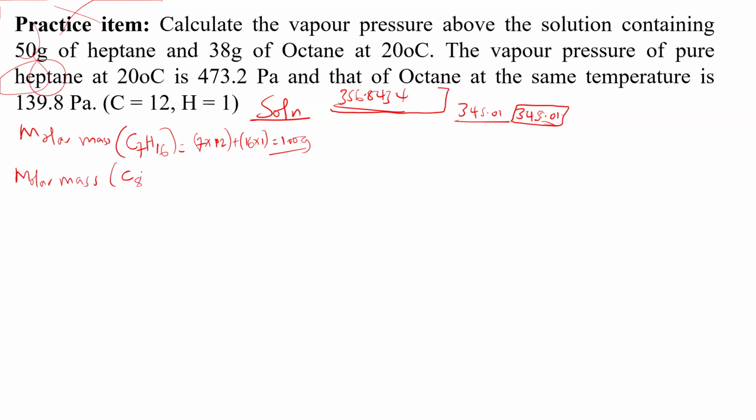Now let's go to octane. C8H18. Okay, let's try it out. This is 8 times 12 plus 18 times 1. What is the answer? I used 10. How many did you get? 114. Yes, 114. Did you get that? No. You see where the marks are, where you're getting it wrong.